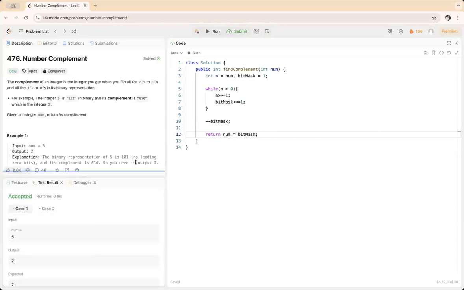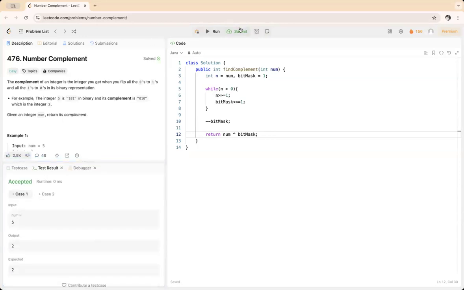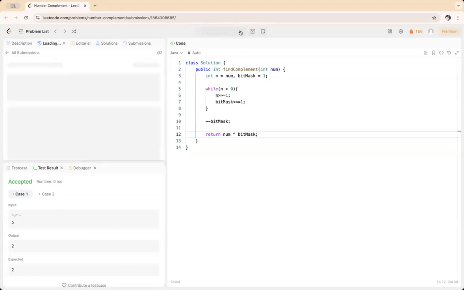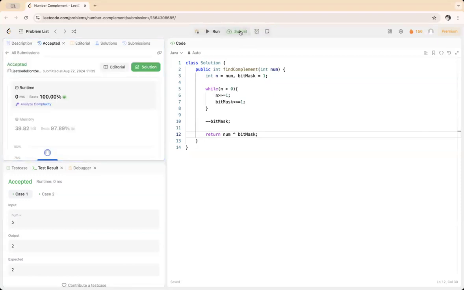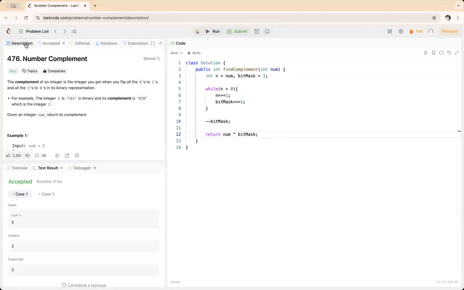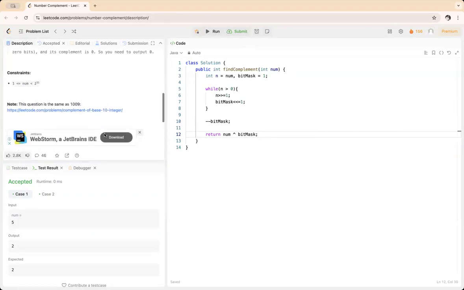So let's see what's the result. It's accepting. Perfect. Now you see, there is one more problem, which says this question is the same as 476. Let's try this problem as well.